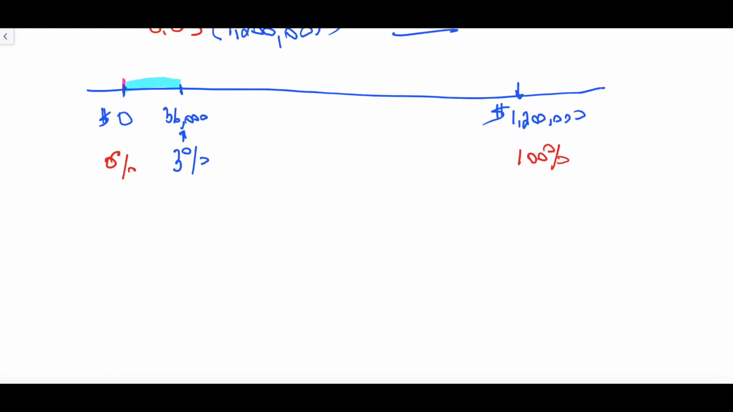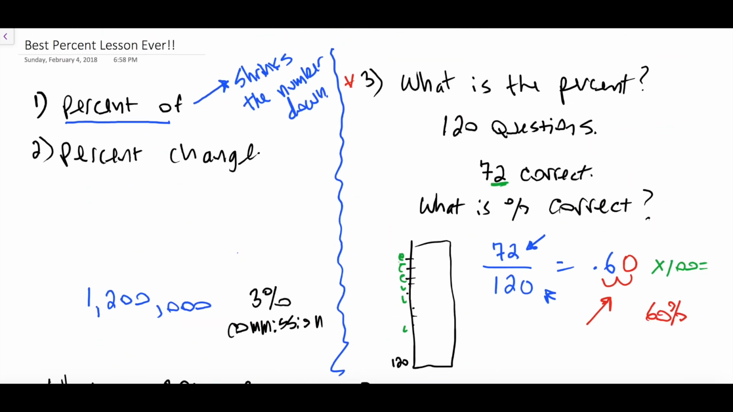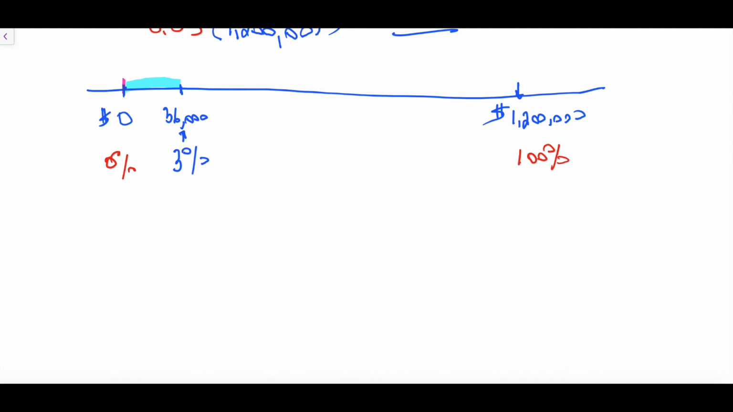Now, you can have a question like this. By the way, what we're addressing right now is these types of problems right here. If I say 30 is what percent of 73? We're going to put our number line down here.